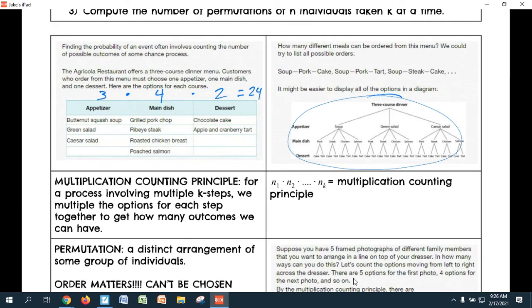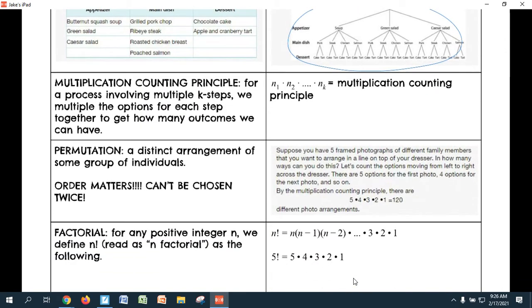So that's what it says here. You just multiply the options for each step, and that's how many outcomes you can have. This is the formula, and the letter K refers to how many different steps there are.